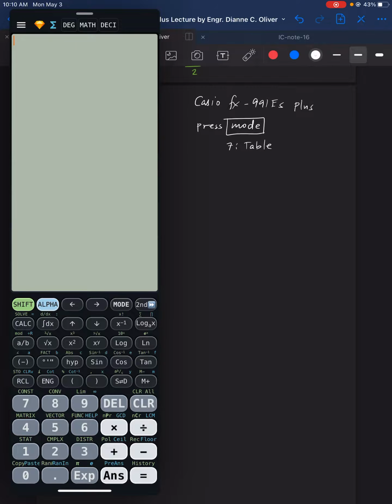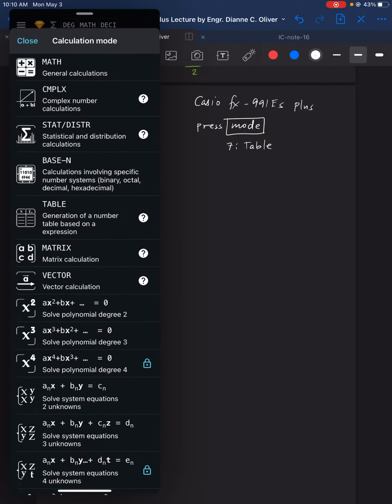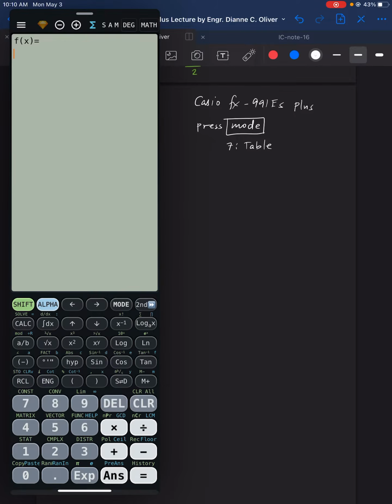So I will clear this. I will choose the table. Okay, there you go. It should have f of x equals there. Then type in the function. The function here that I will type is 2 cosine alpha x. So we have here 2 cosine alpha x. Then close it.